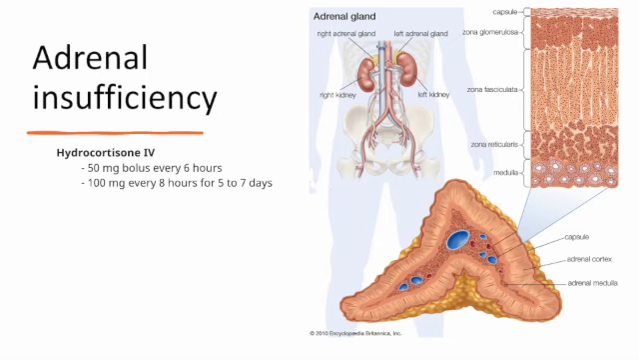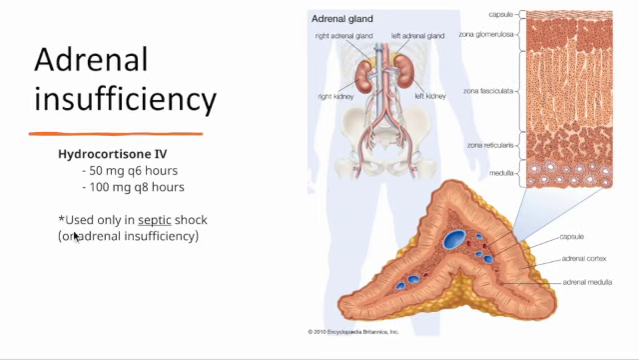And the dosing we use is either hydrocortisone IV, 50 milligrams Q6 or 100 milligrams Q8 for 5 to 7 days. And stress dose steroids are only used in septic shock, not for other forms of shock. And there's no clear guidelines on when to start stress dose steroids. So generally, once patients with septic shock are on one or more pressors, stress dose steroids are started. Other times the stress dose steroids are used are in patients with known adrenal insufficiency.